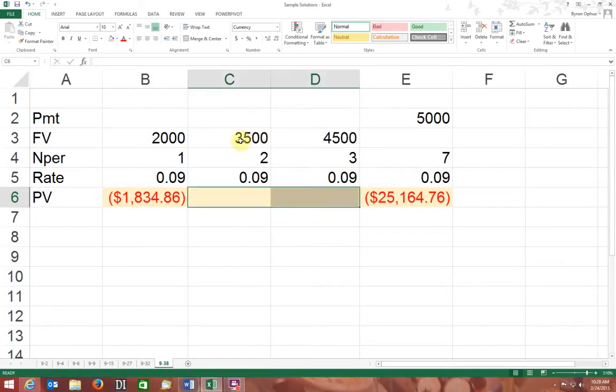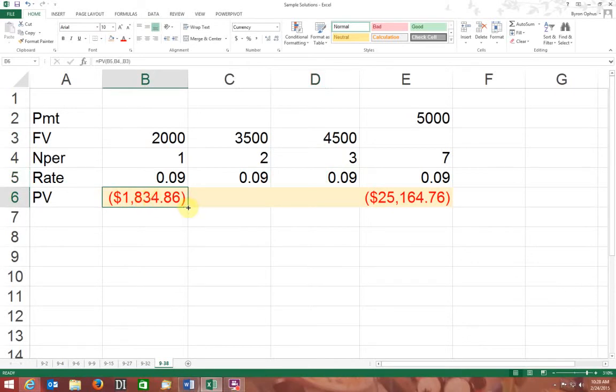So, for the second payment I'm going to receive at the end of year 2, that's $3,500, 2 years, 9%. Third payment's $4,500, 3 years, and 9%. So I enter in all that data. My formula I can just copy over because it's going to make reference to these items up here. It's going to give me some numbers there.